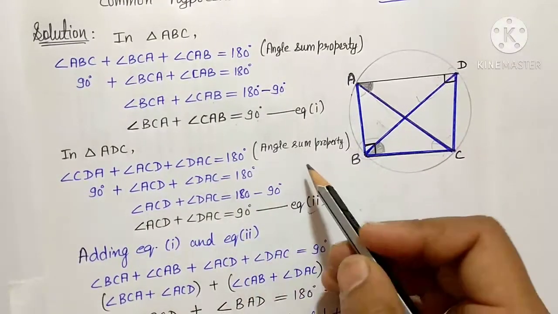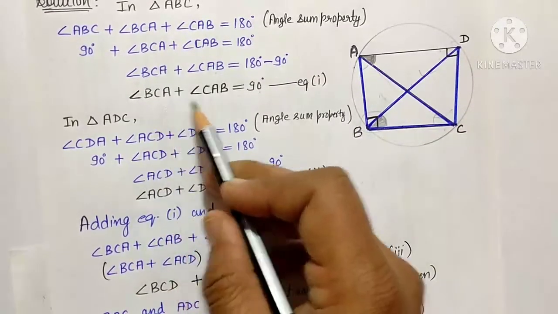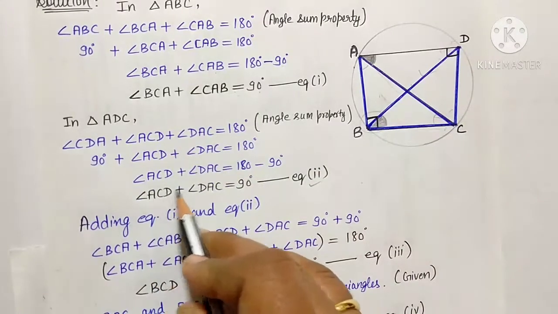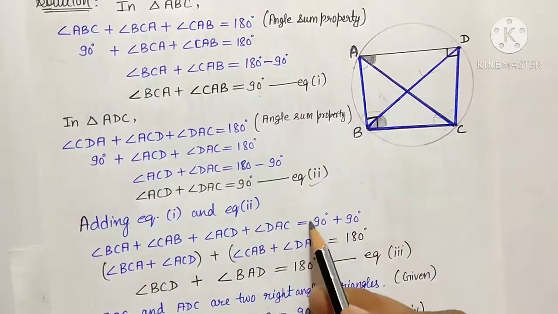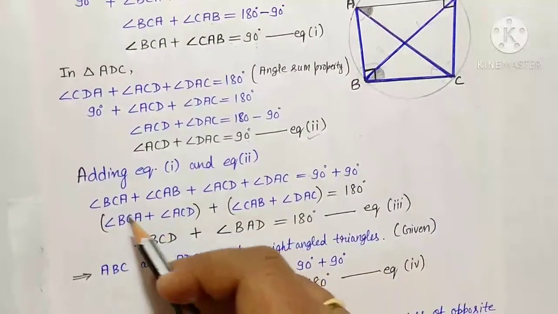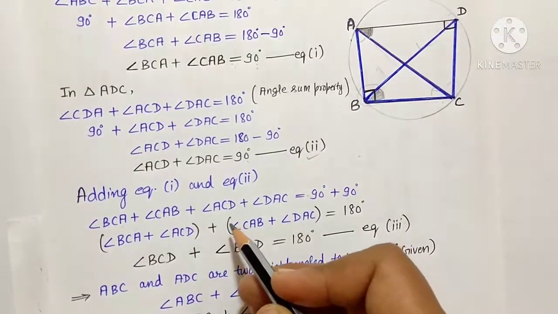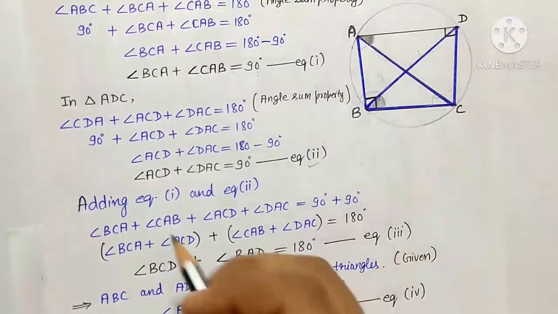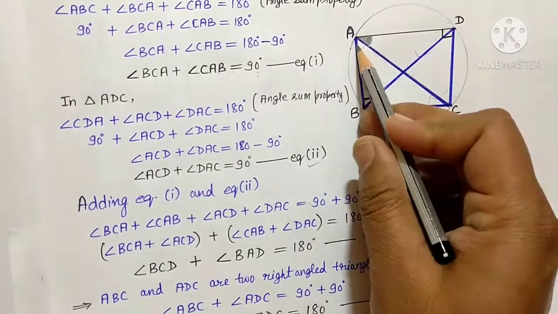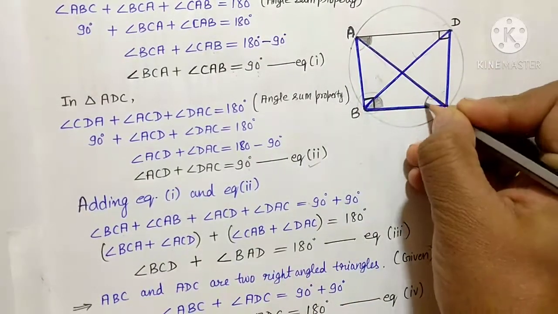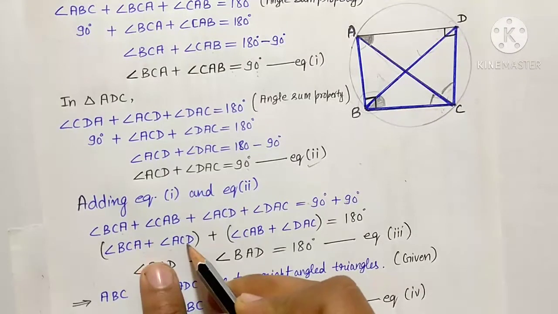Now what we are doing, we are adding equation 1 and equation 2 together. So angle BCA plus angle CAB plus angle ACD plus angle DAC, we have written in this way, equals 90 plus 90. Now we are making pairs here. We have taken BCA plus ACD, it means this angle plus this angle. So it will become BCD.